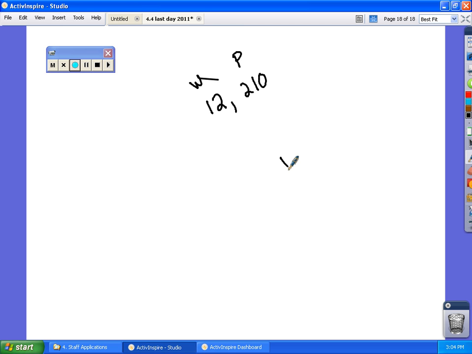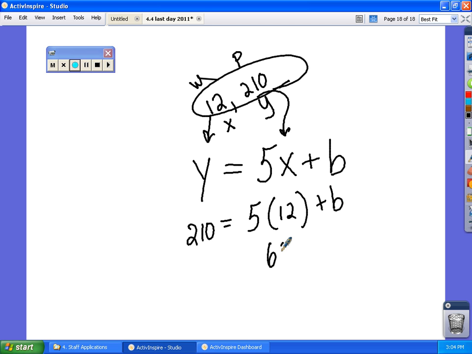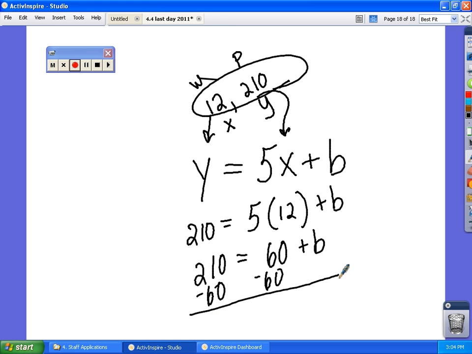Every week, so we'll make the weeks X and the price Y. So every week it's another $5, but I don't know what the initial cost was. However, I do have a point. So I can plug this point in for X and Y. 210 equals, and I have the slope, times 12 plus B. And that's going to help me find out what B is.